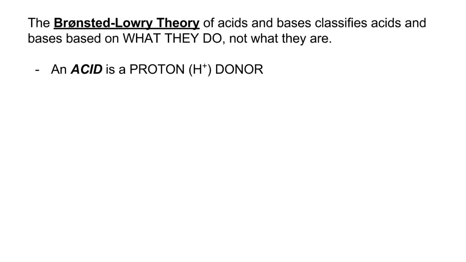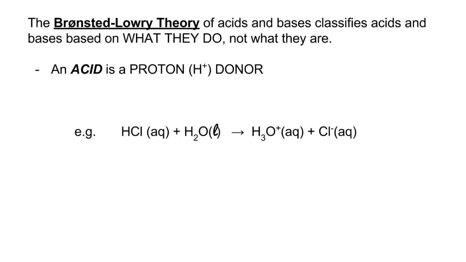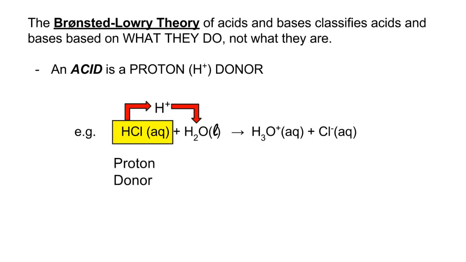The Bronsted-Lowry theory of acids and bases classifies acids and bases based on what they do, not what they are. An acid then is a proton or H+ donor. For example, HCl is an acid in terms of the Bronsted-Lowry theory because HCl donates a proton to the water. This results in the products of a hydronium ion and a chloride ion.